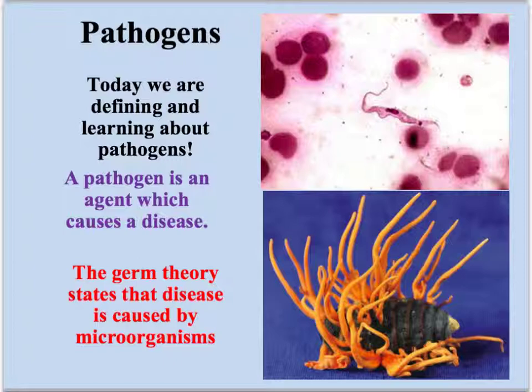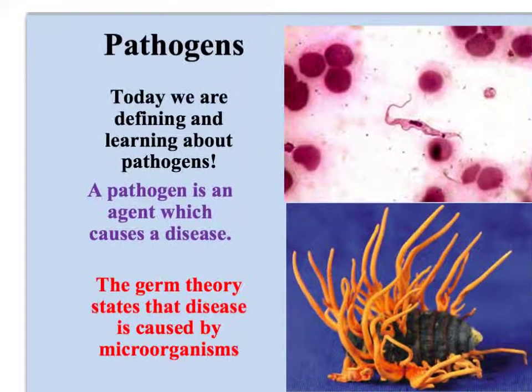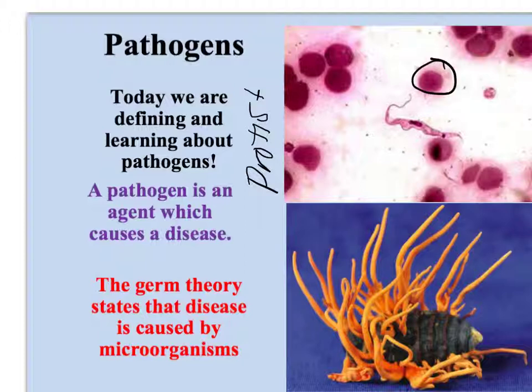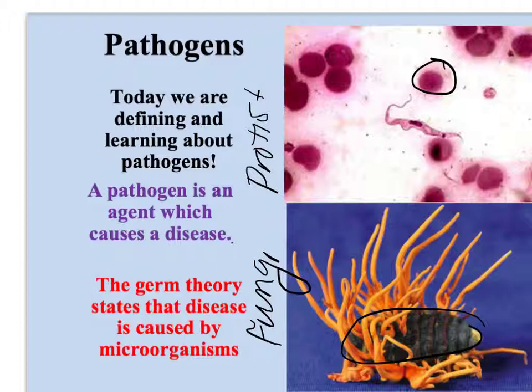So we've talked about pathogenic viruses. We've talked about pathogenic bacteria, and this is a pathogenic protist. This is trypanosoma. It's a blood parasite, and these are red blood cells. And then this is a pathogenic fungi. So this is a fly, and then out of its body is growing a fungus. So obviously the fly is dead, so the fungus killed it, now it's growing.